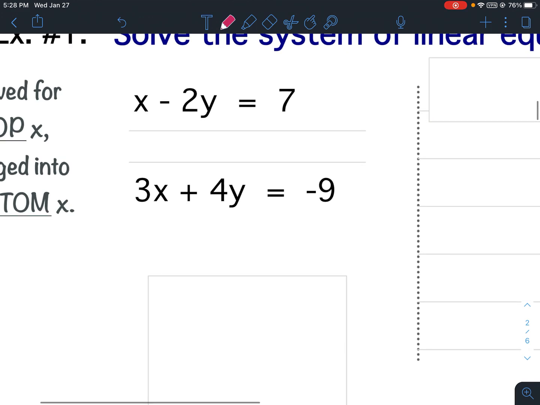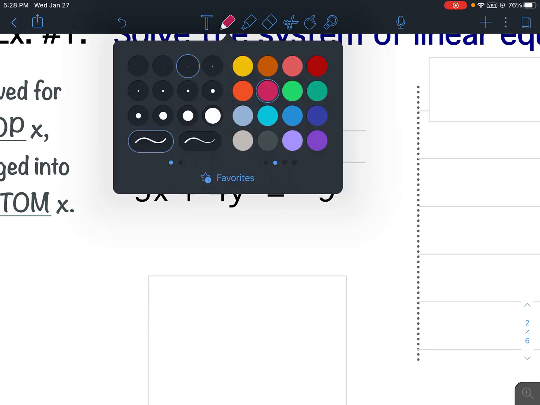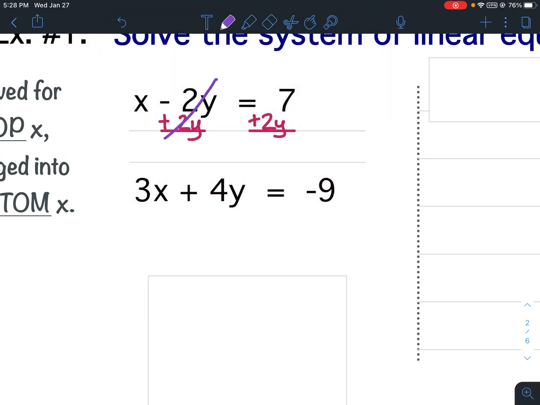Okay, solving for the top x means I need to add 2y to both sides of the equation. Write really small because you're going to need to fit it in between the two equations here. So that would cancel, bring down the x. Remember, these are not like terms, so I can't combine them. I bring down the positive 2y, and I bring down the positive 7.